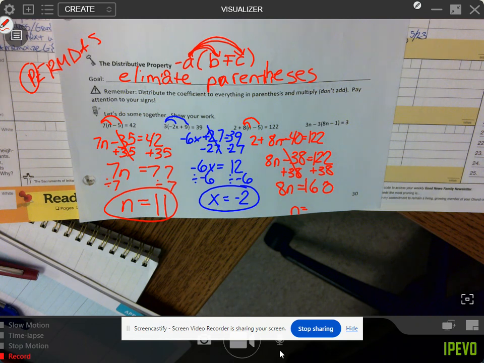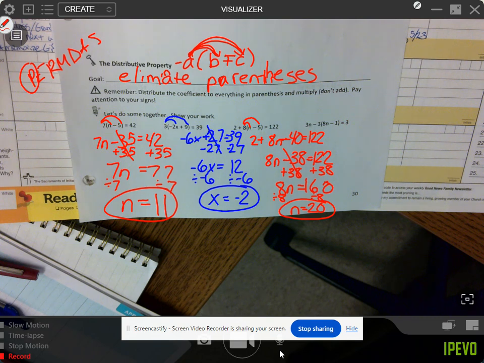You divide by 8 to both sides. Divide both sides by 8. So 8 divided by 8 is my 1n. 160 divided by 8 is 20. How can I check to see if I did my math correctly? I can go back and put 20 in for my n in the original problem and see if I get 122 when I do all that math.